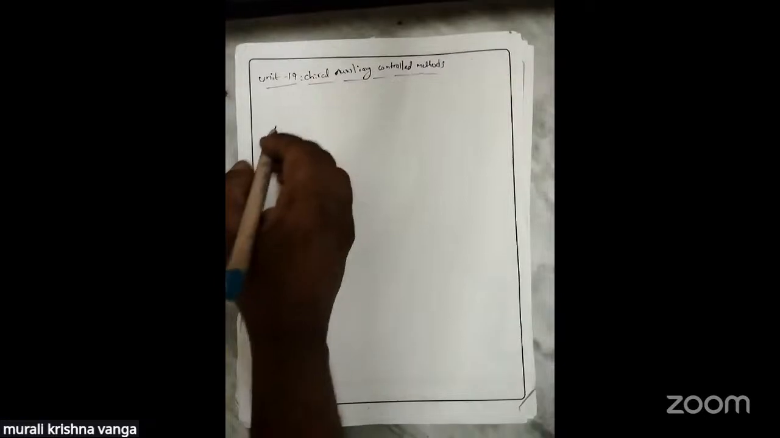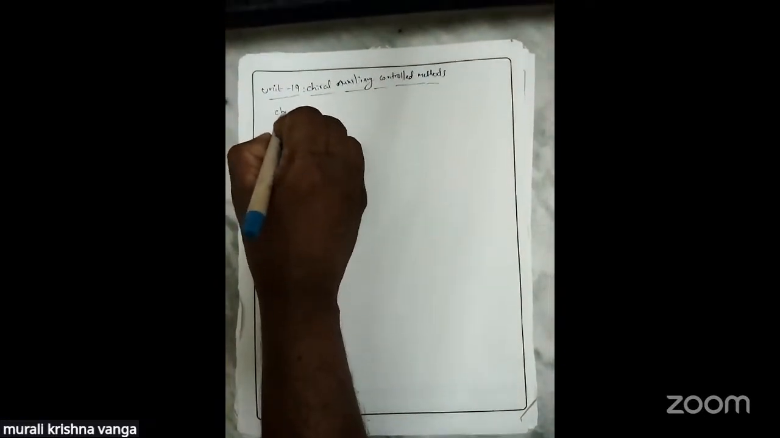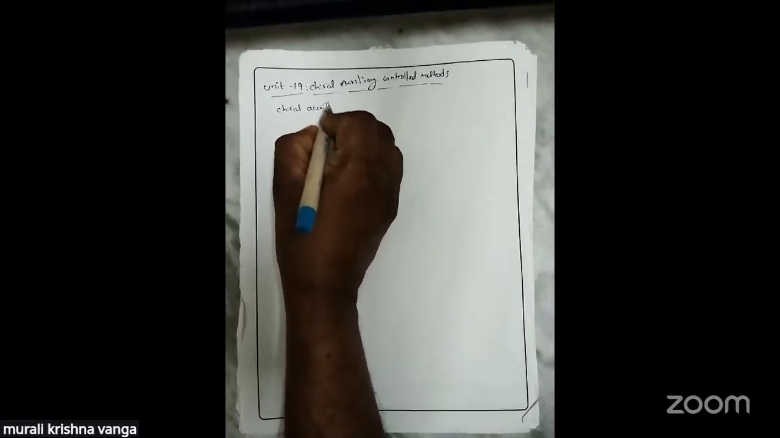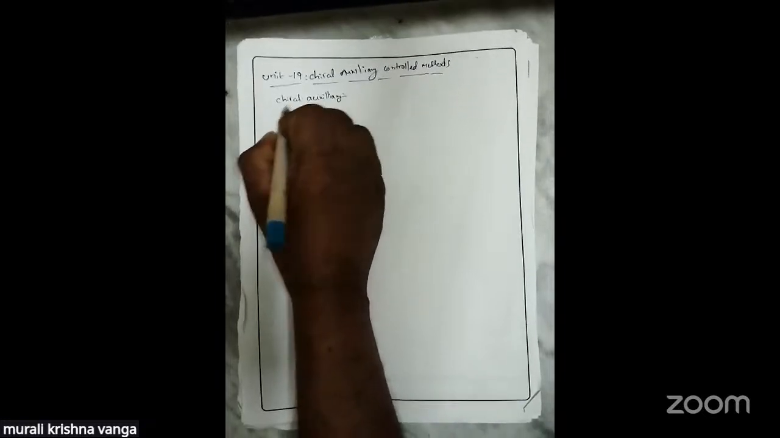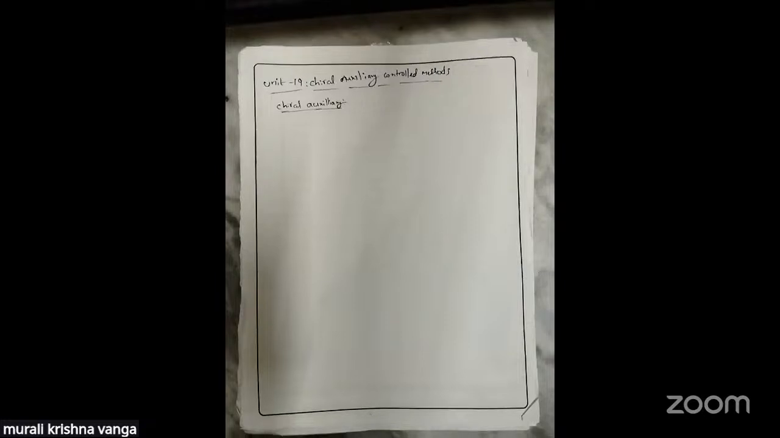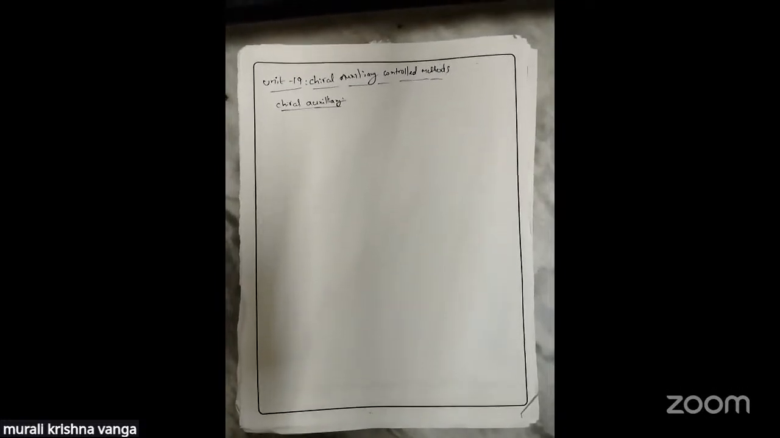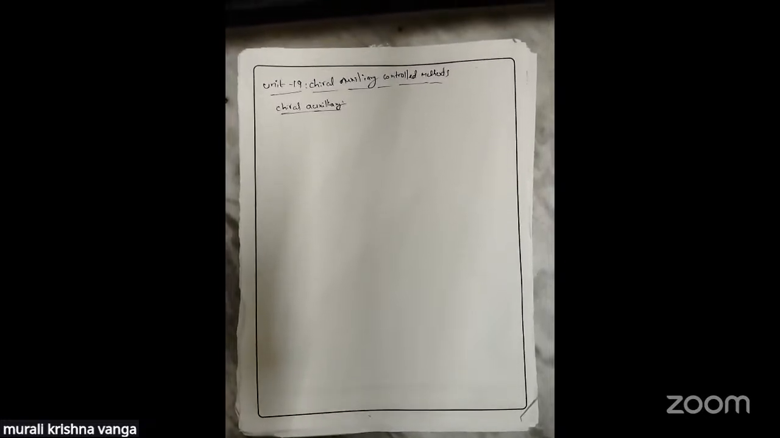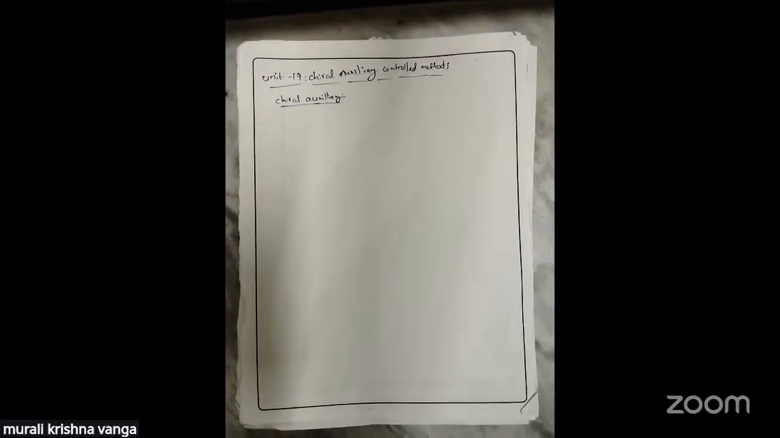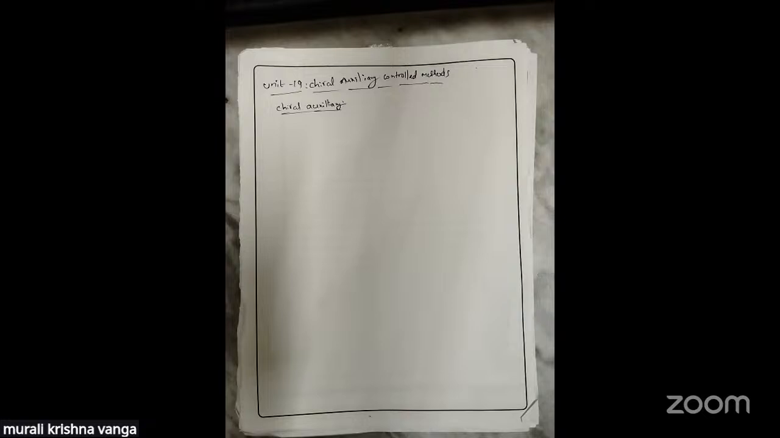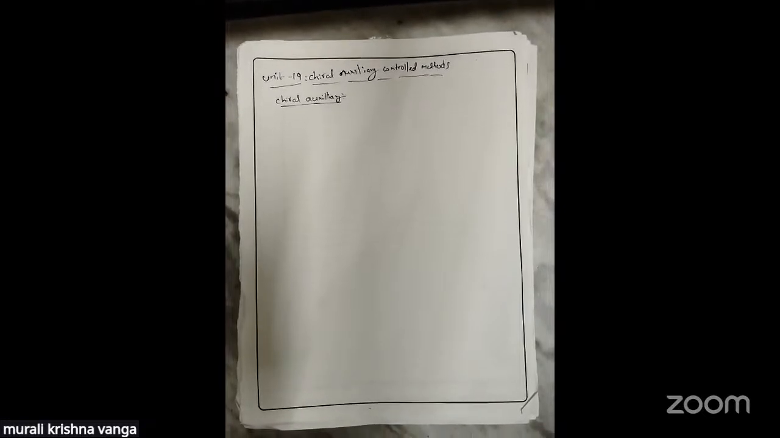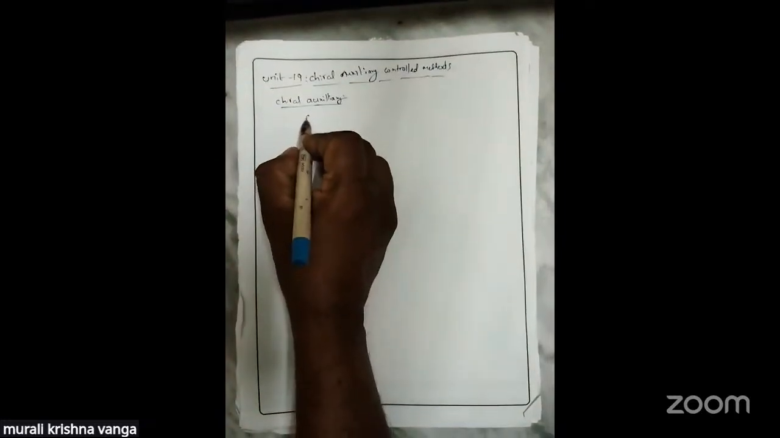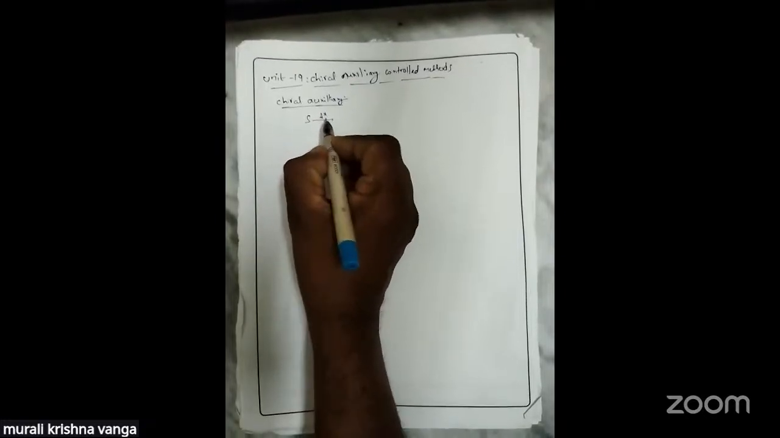Chiral auxiliary is the outside chemical substance which can temporarily associate with substrates and give the direction for asymmetric synthesis. After completion of the asymmetric synthesis, it is regenerated in its own form. Okay, what is chiral auxiliary? Chiral auxiliary is the chemical outside substance.